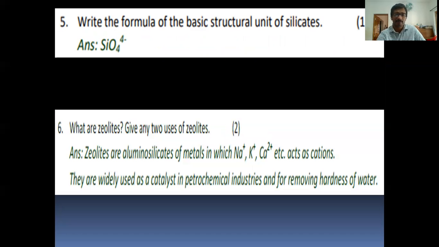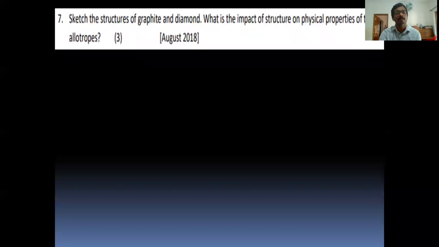What are zeolites? Give two uses of zeolites. Now you are familiar with the zeolites. In catalysis we have studied it is a shape selective catalyst, in the second year topic, and in the first year, in the purification of water for the removal of hardness. Zeolite under the name permutit, we are using it as a permutit. So what are zeolites? Zeolites are aluminosilicates. They are widely used as catalysts in petrochemical industries and for removing hardness of water.